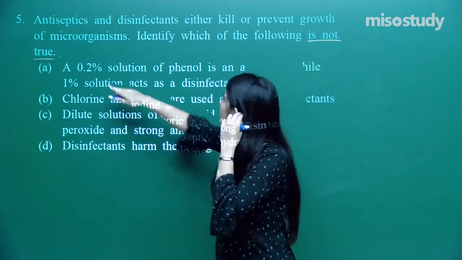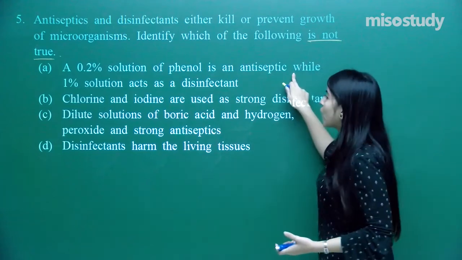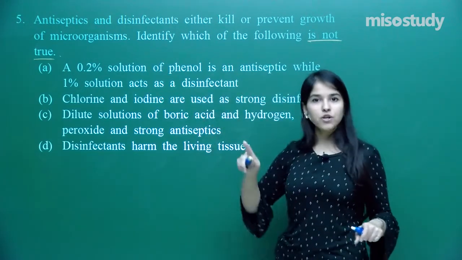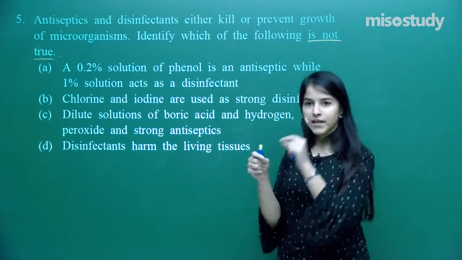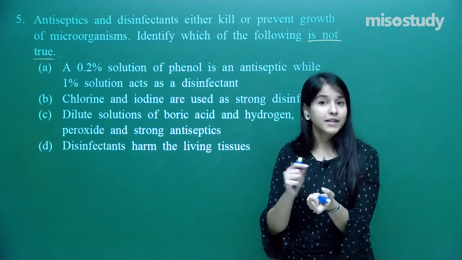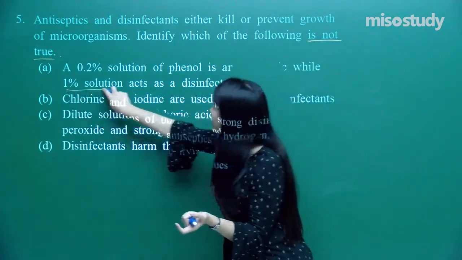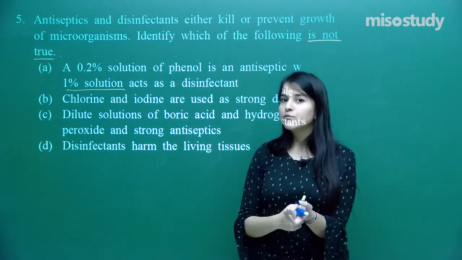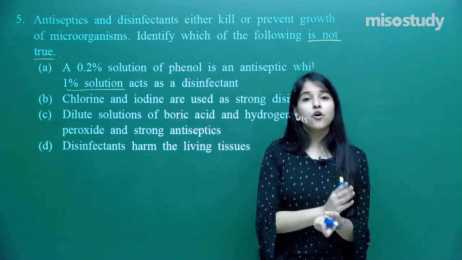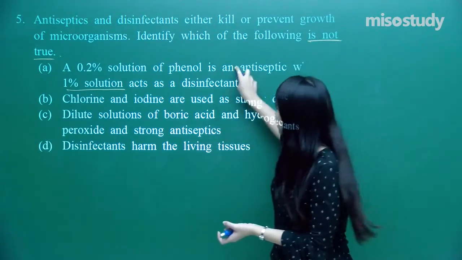So it says a 0.2% solution of phenol is an antiseptic while a 1% solution acts as a disinfectant. Yes, we all know. If I take phenol in less quantity, it is not harmful for our living tissues. But if I take a higher concentration of phenol, it is harmful for our skin. That means it can be used as a disinfectant but not as an antiseptic applied on the body. So this is very correct.